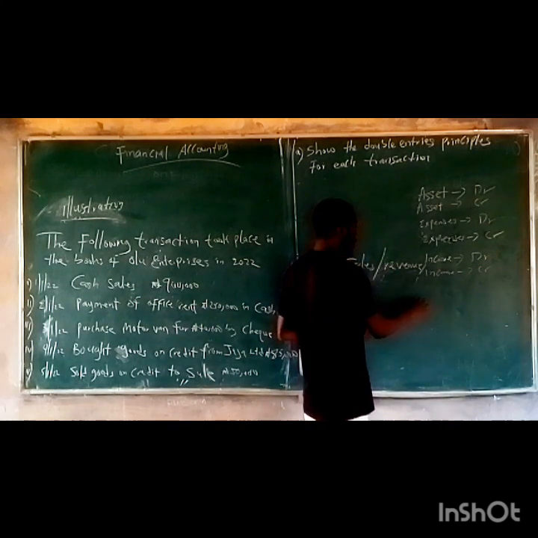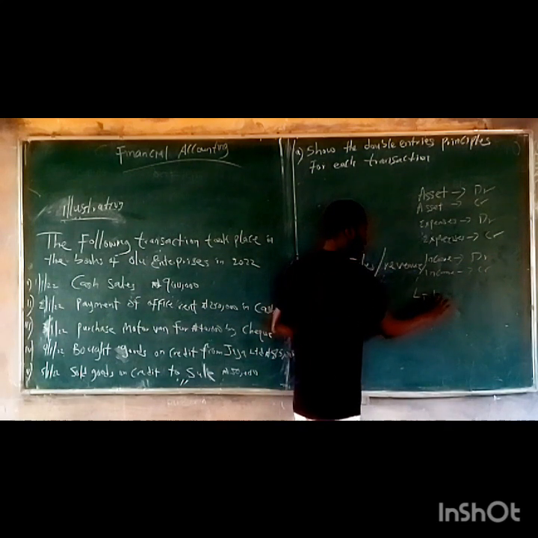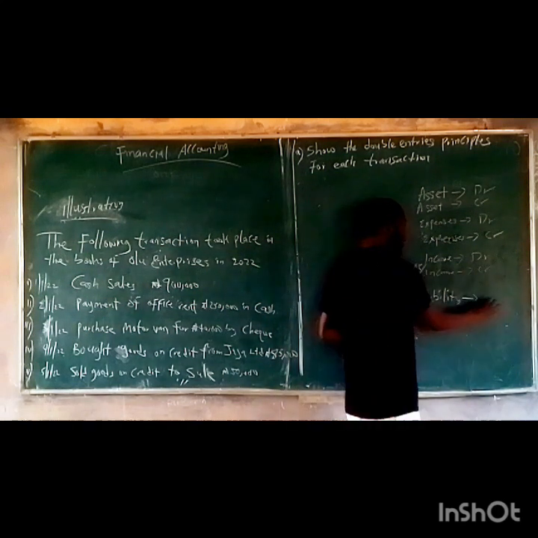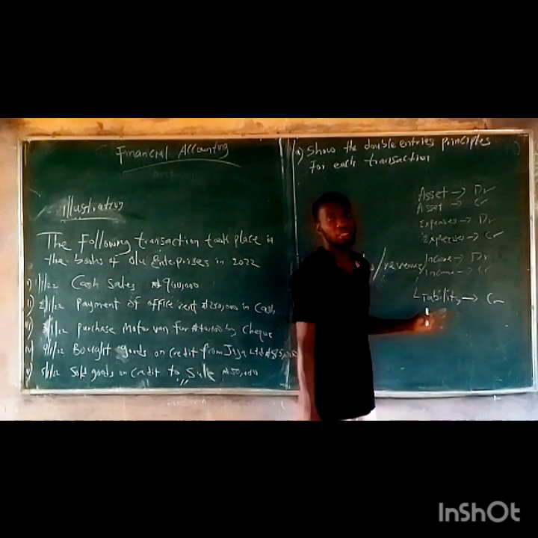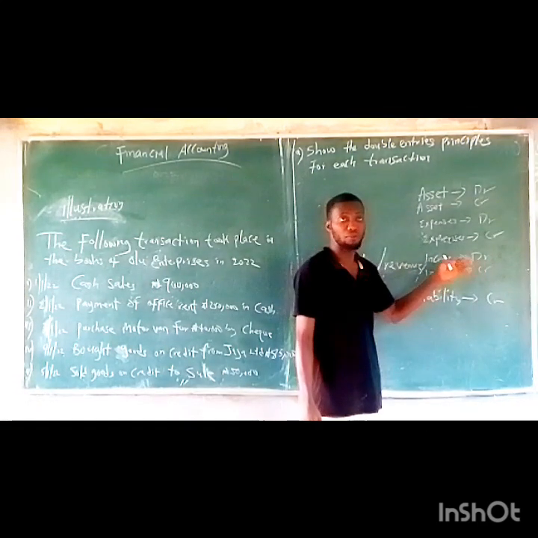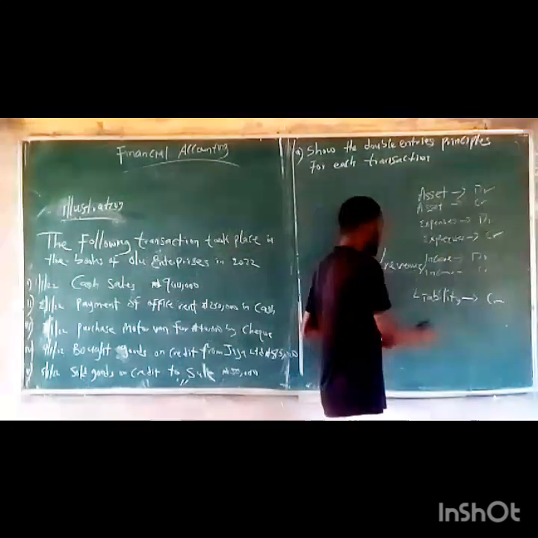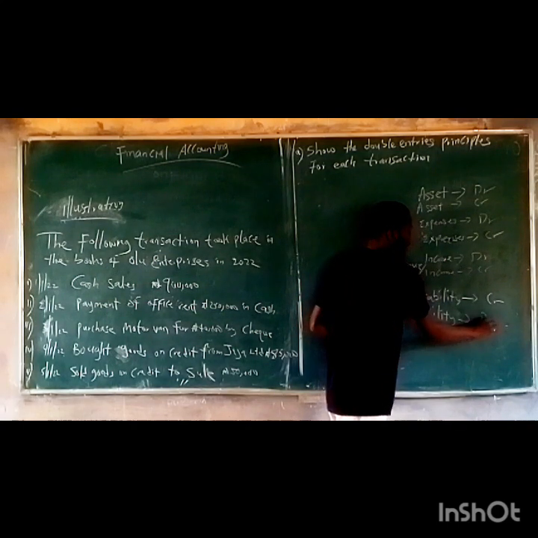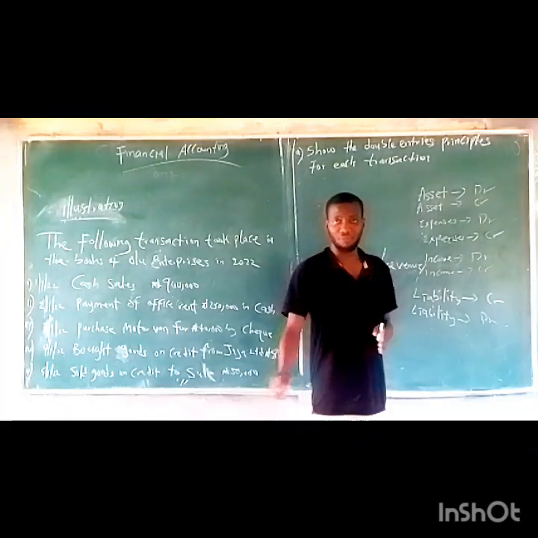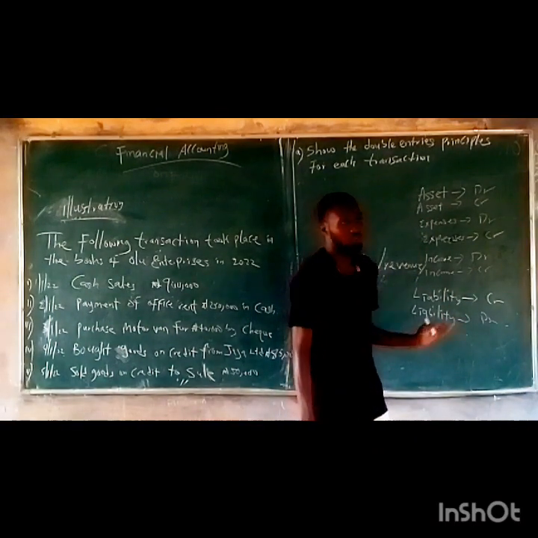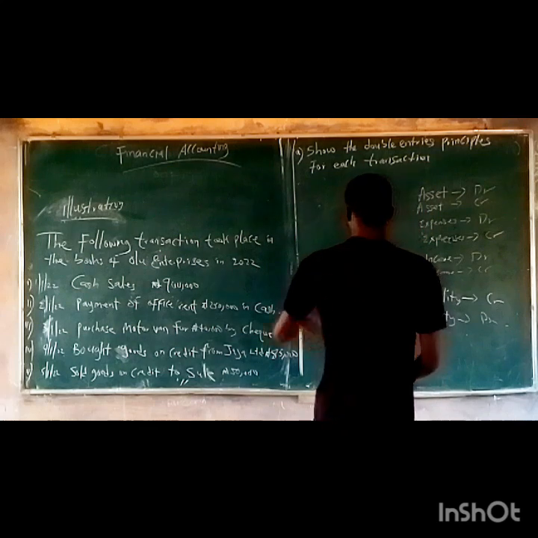Now, let's look at the liability. If the liability is at the credit side, it means there is an increase in terms of value. But when the liability is at the debit side, it means there is a decrease. That's what I mean by the effect. You must understand the effect very well. Alright, let's move further.